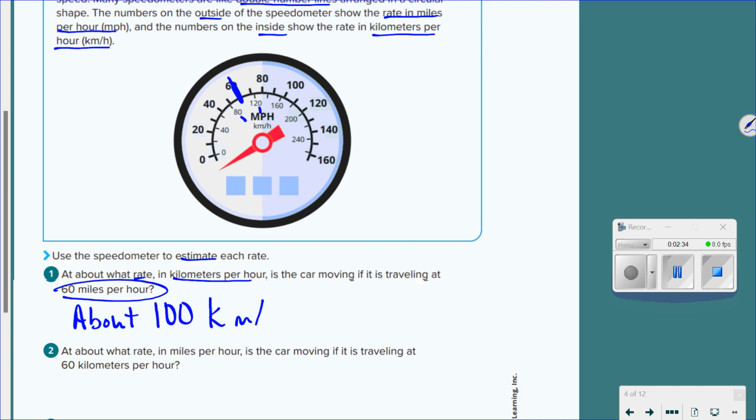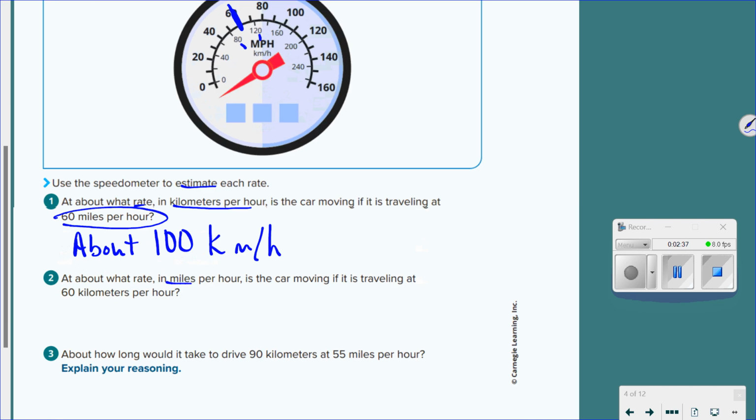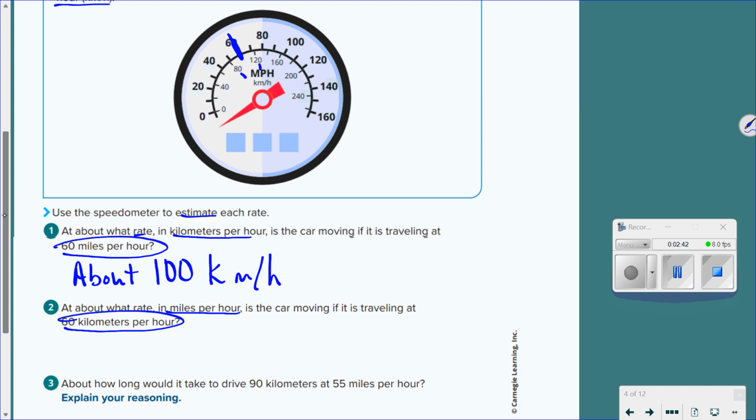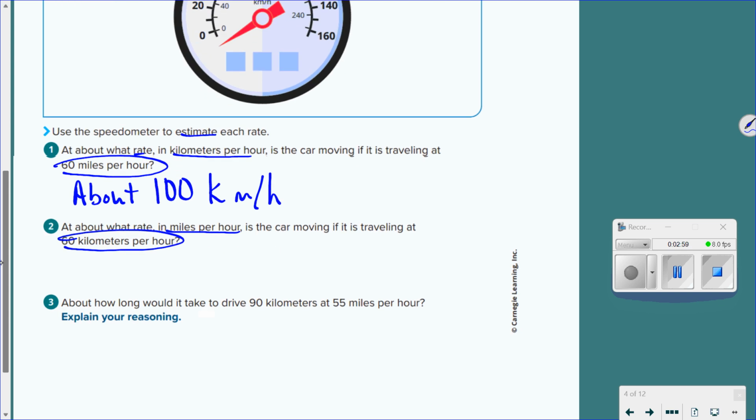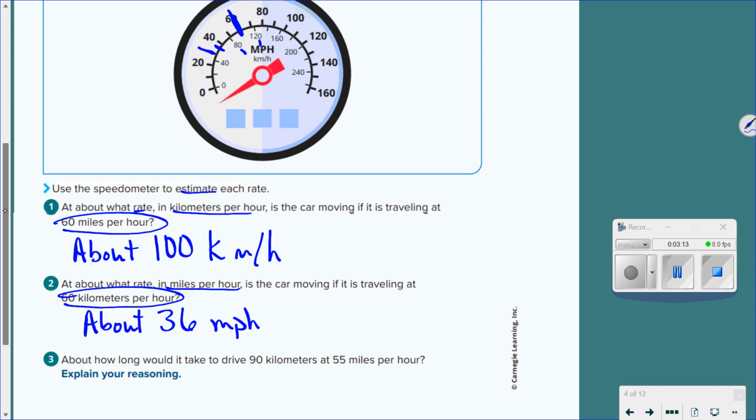And they did it in kilometers per hour. About what miles per hour if it's 60 kilometers per hour? So now we're looking on the inside scale. Here's our 60, and what do you see? 30 miles per hour. Well, actually, 30 would be here, right? So it's kind of about halfway between 30 and 35. So I would take 35 to 36. I would probably go 36. But as long as you're within 2 or 3 of that, you're just fine. But if you said 20, then you're too far out. Does everybody understand where that one came from?